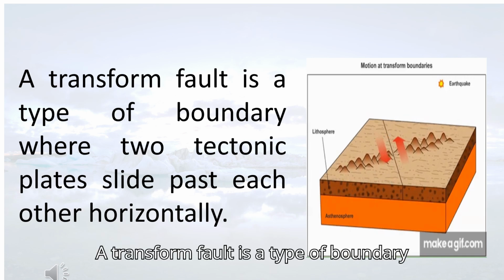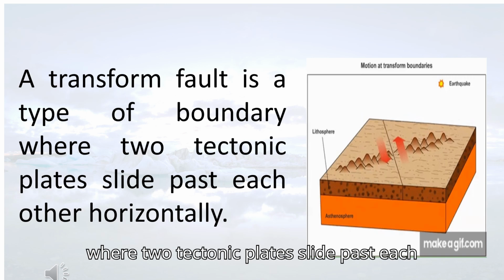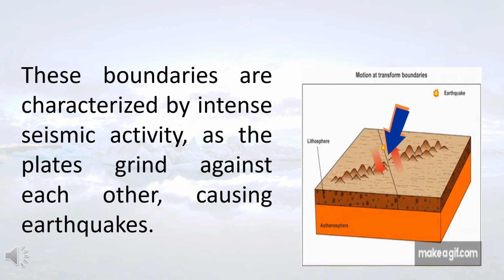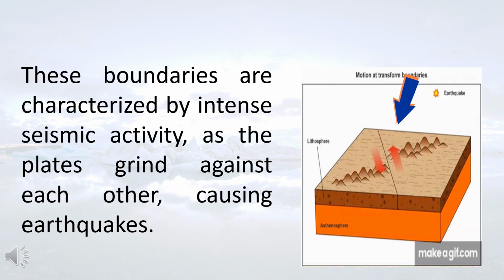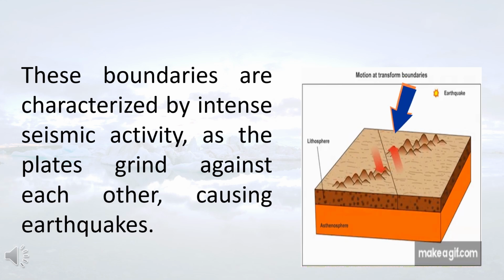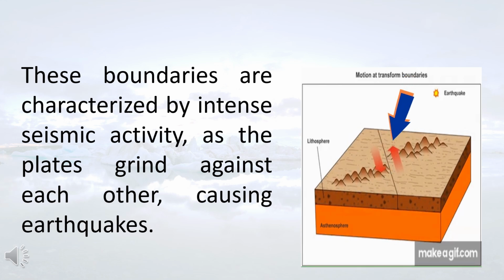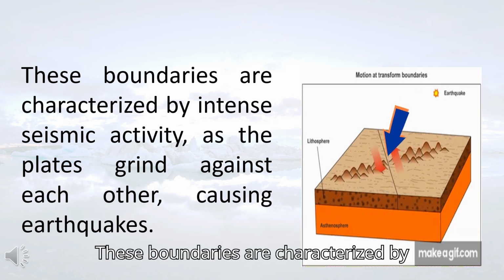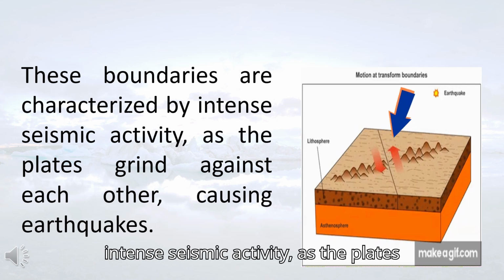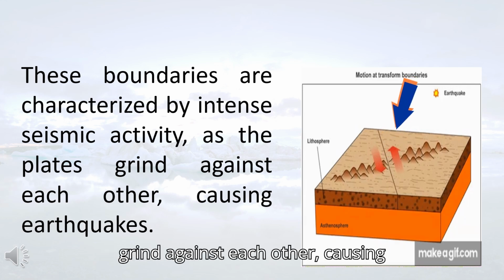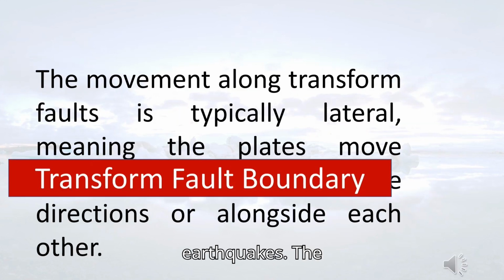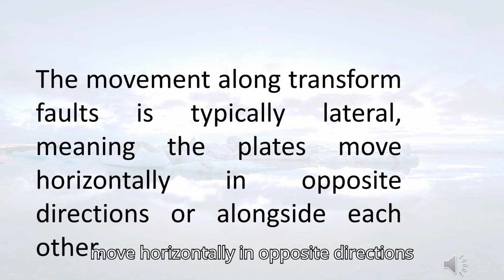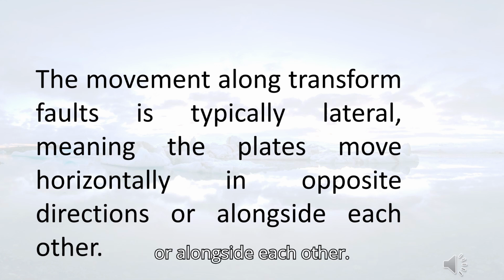A transform fault is a type of boundary where two tectonic plates slide past each other horizontally. These boundaries are characterized by intense seismic activity as the plates grind against each other, causing earthquakes. The movement along transform faults is typically lateral, meaning the plates move horizontally in opposite directions or alongside each other.